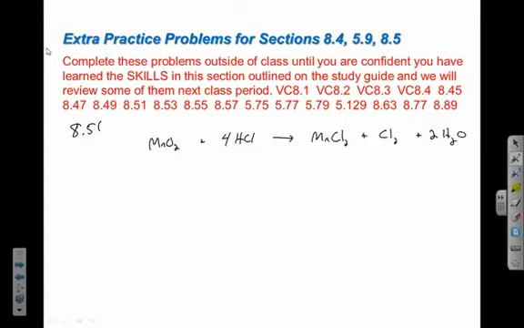So again, to balance it, you make sure you have equal numbers of each element on both sides of the arrow. So this question says you have 0.86 moles of MnO2, and it says you have 48.2 grams of HCl. Which reactant will be used up first? How many grams of CO2 will be produced?